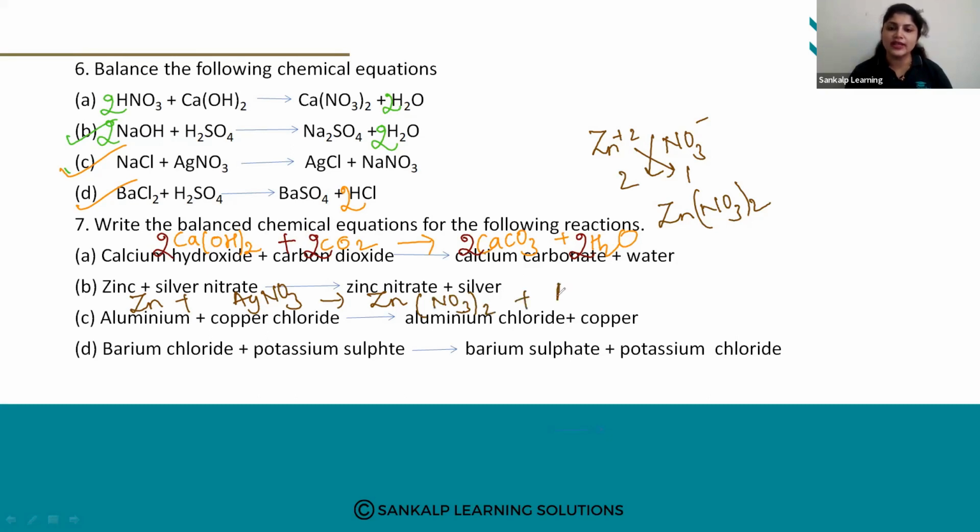Plus silver, which is Ag. Now just see, balance the equation. Ag, it will be 2 Ag. Okay, silver, you have to take 2 Ag. Now this will become what? 3 to 6. Okay, so this will become 2. Now just see here what I have done.